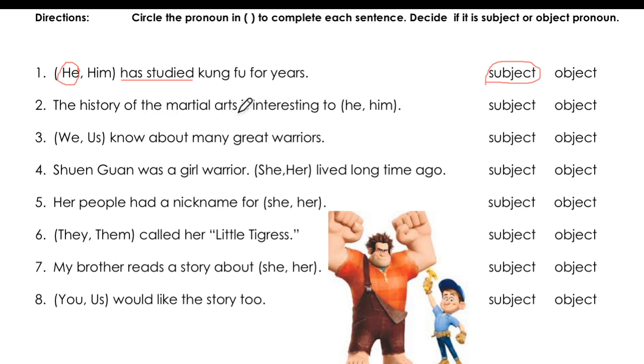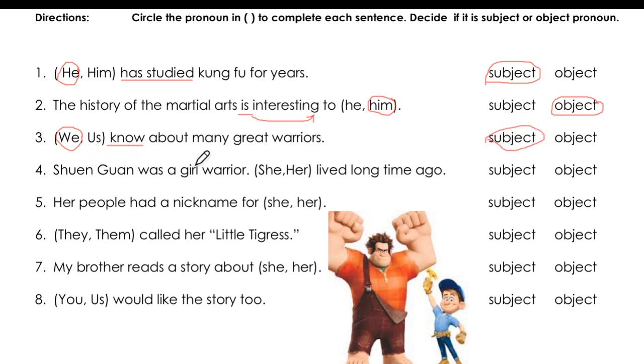The history of the martial arts is interesting to he or to him. Is, it's a linking verb. After the linking verb, we use subject or object pronoun? Object pronoun. And which one is object? Him. Interested him. So what is this pronoun? Object pronoun. We or us know about many great warriors. Action is know. The pronoun is before. So which pronoun we will use? We know or us know? We know. And is it subject or object? Subject.